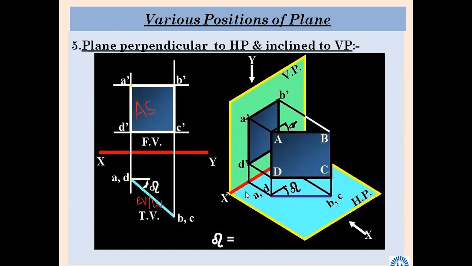This is the fifth type of plane, or position of plane: the plane which is perpendicular to HP and inclined to VP. So this is this type. Next, shall we go next?